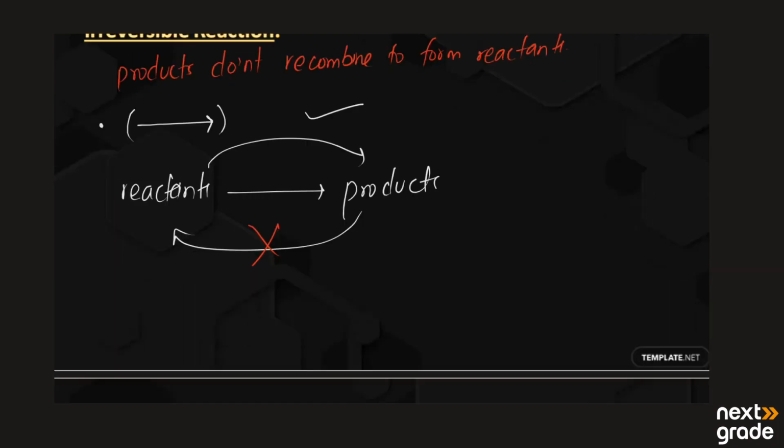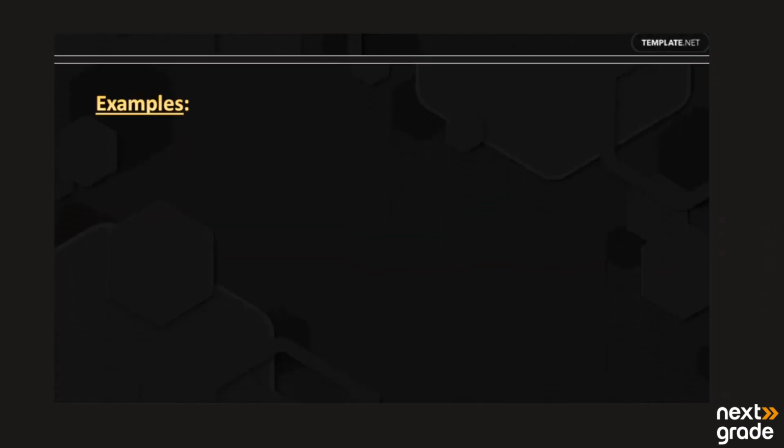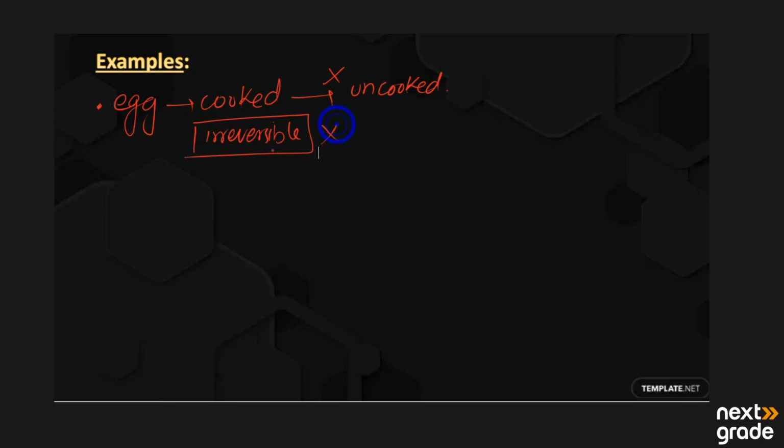We have an example of an irreversible process, taken from daily life. If we have an egg and we cook it, we cannot change it back into an uncooked egg. So this process is irreversible; it cannot be reversed.